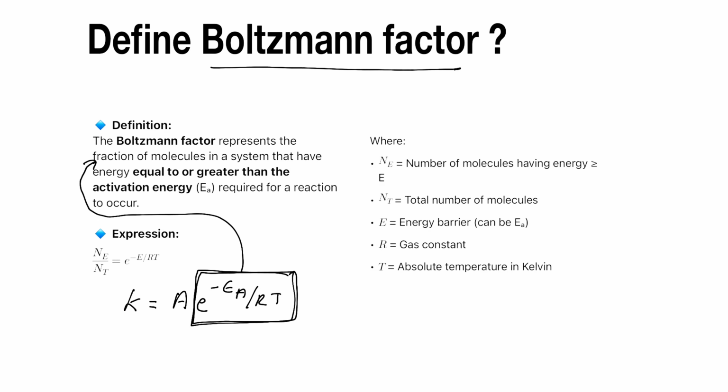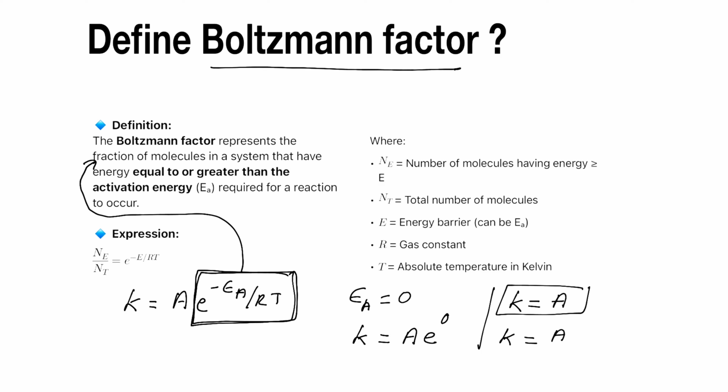Now for your understanding, we can assume a scenario Ea equal to 0. So what will happen? It will be like k is equal to A e raised to 0, which means k is equal to A. What is the meaning of that? Now it is A into 1, right? All the collisions are now leading to a reaction.